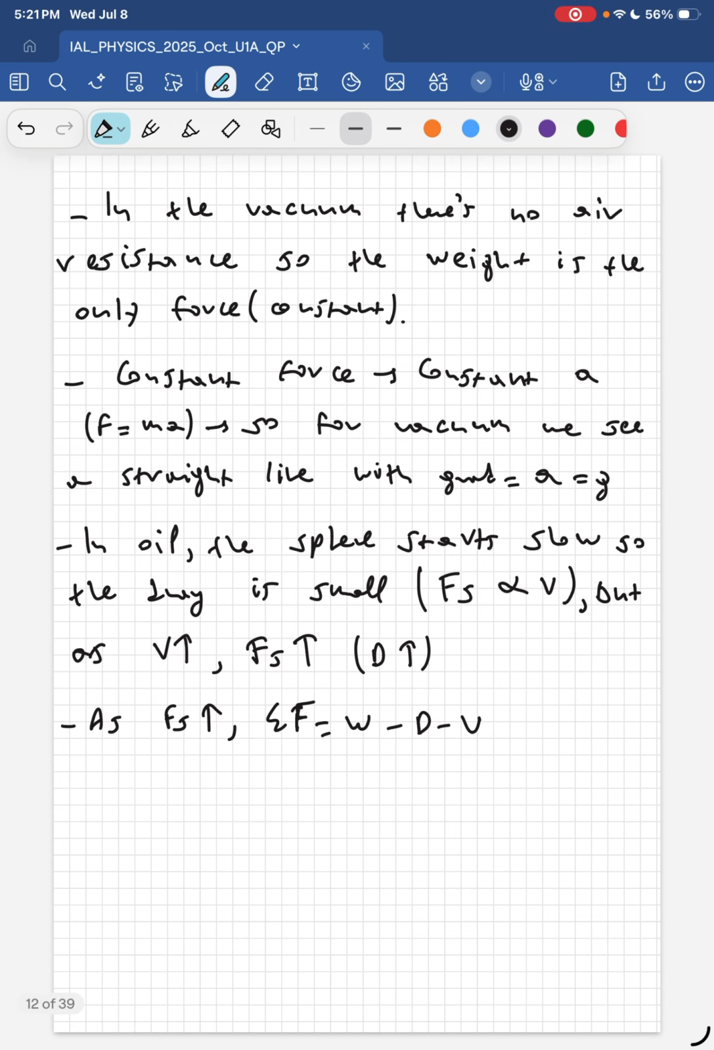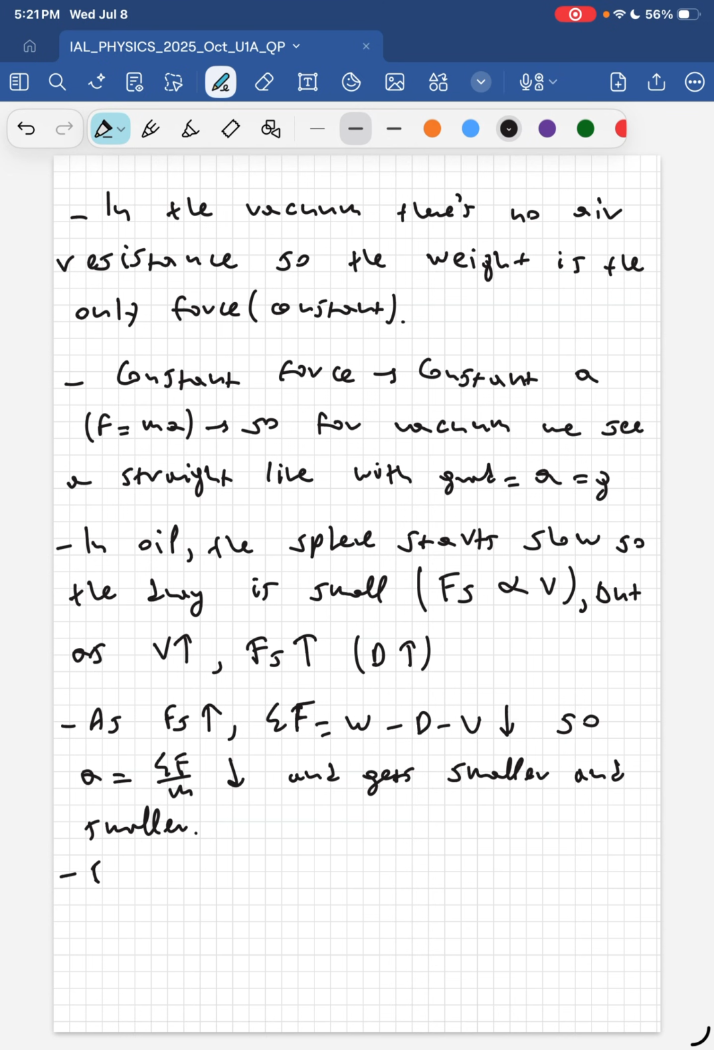So as the Stokes force, by the way, drag and Fs are the same, I'm sorry, I'm using them interchangeably. So as the Stokes force increases, the sum of all forces decreases. So the acceleration, which is the sum of all forces over m, decreases and gets smaller and smaller, okay.